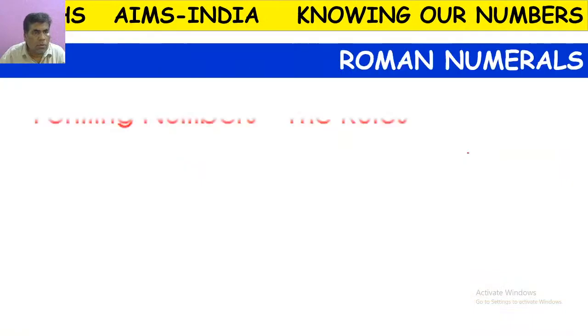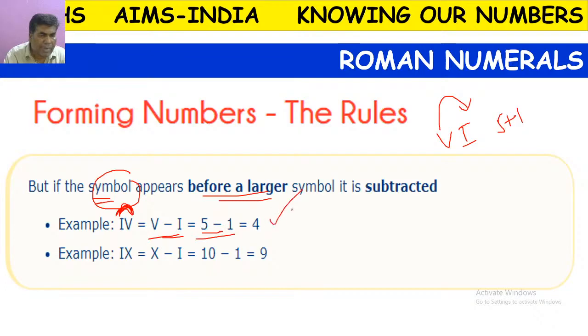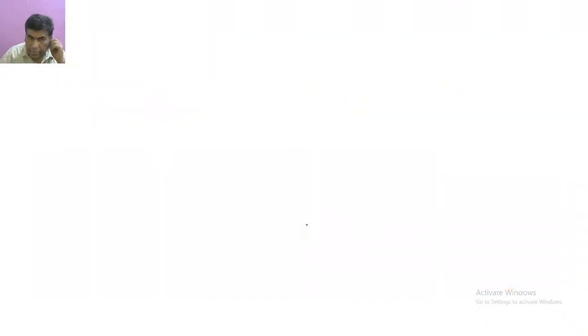So next. What is the second rule? When a symbol appears before a larger number. Actually here we got the I symbol after a larger number, so that's why we are adding. But here where is the I symbol? Before the larger number. So we have to subtract. Answer is 4. Here also before the larger number. Answer is 9.